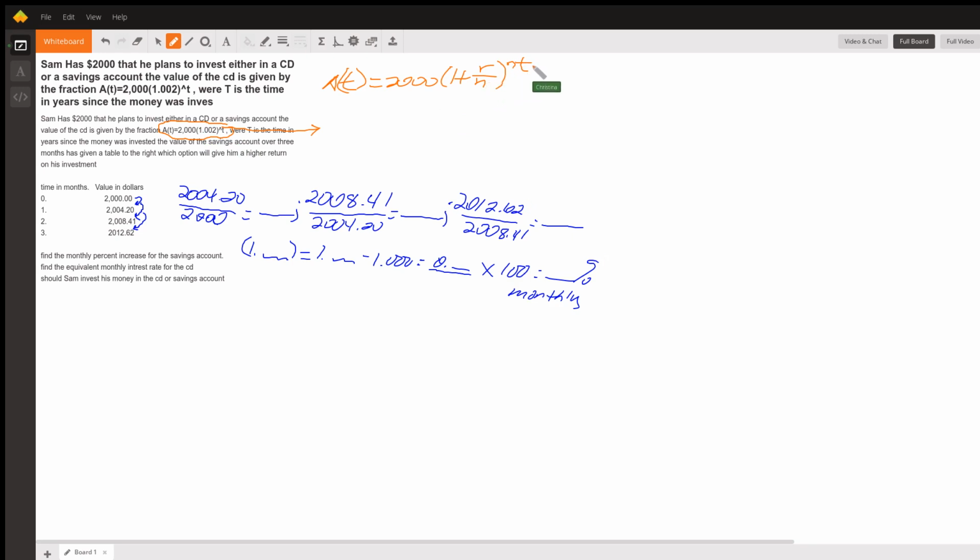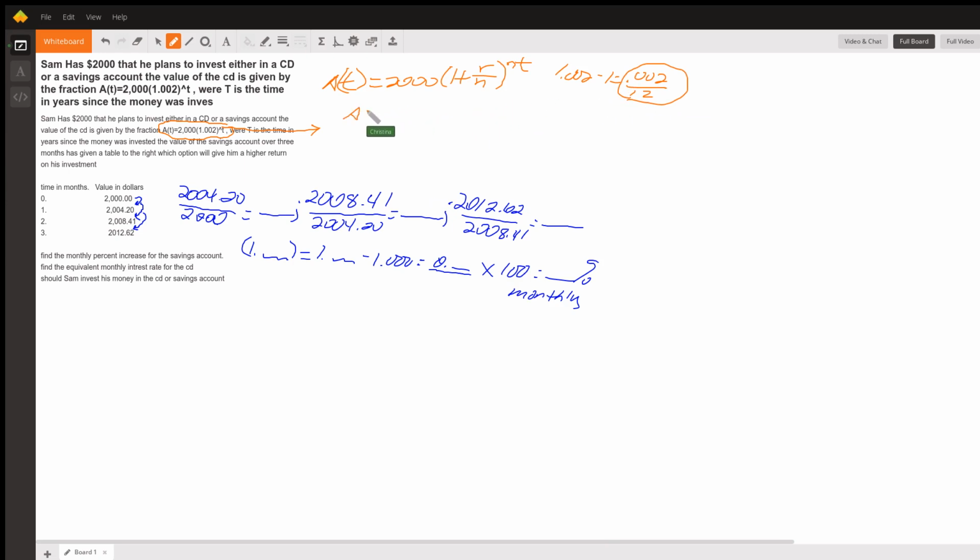where they've assumed N is 1. Everything would be 1 here because it's done annually, but we're looking to change it to monthly. So you would take whatever you're given here, the 1.002, subtract the 1 so that you just get the rate, and then divide by 12. And this will give you what the monthly interest rate is.